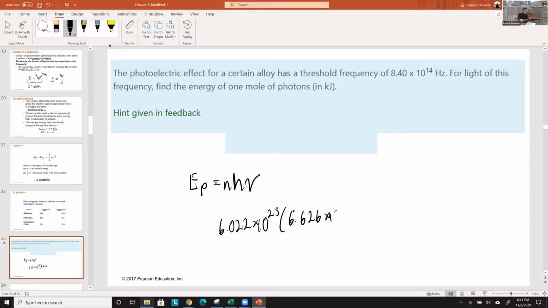6.626 times 10 to the negative 34 joule seconds. And then our frequency is going to be right here, 8.4 times 10 to the 14 hertz, which is just per second. So I'll actually write it that way. I'll write 1 over seconds. So if you multiply this out, look what happens. Seconds will cancel, and this is just 1 per second, and then you end up with the answer in joules.